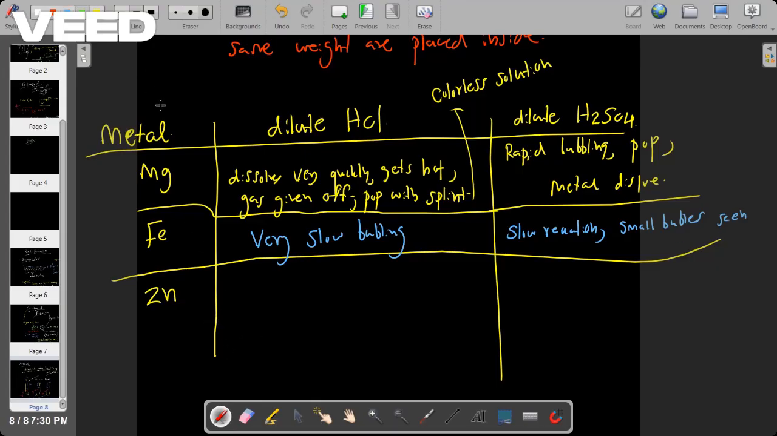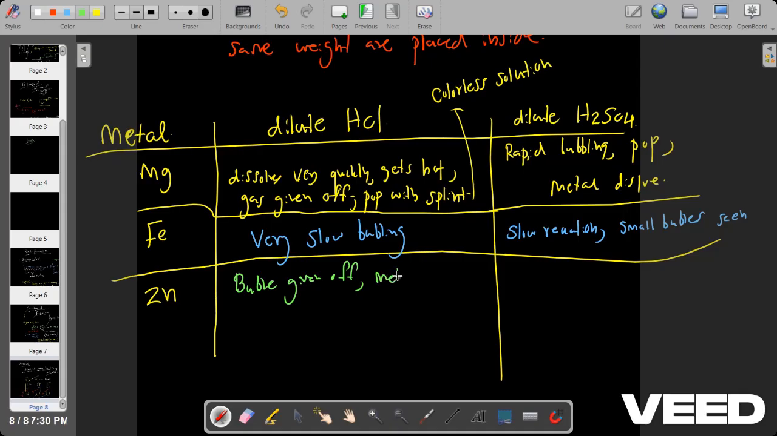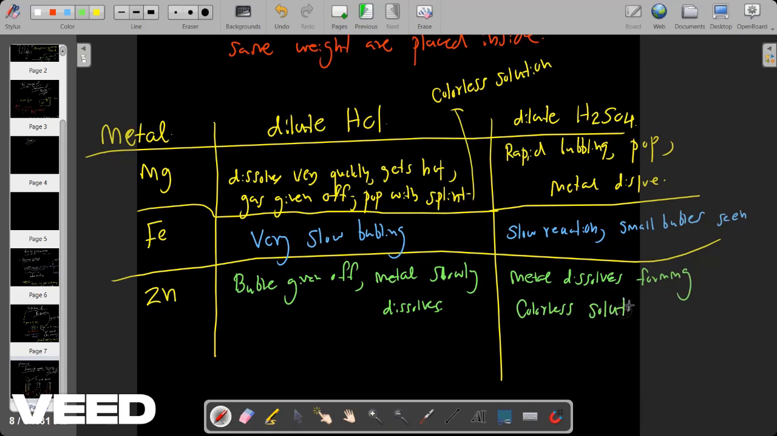Zinc: bubbles given off, metal slowly dissolves, forming a colorless solution. Gas given off quickly, right?